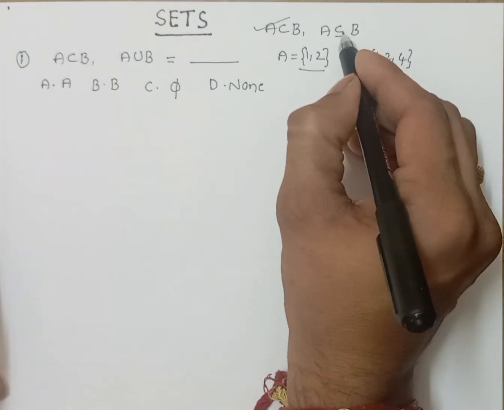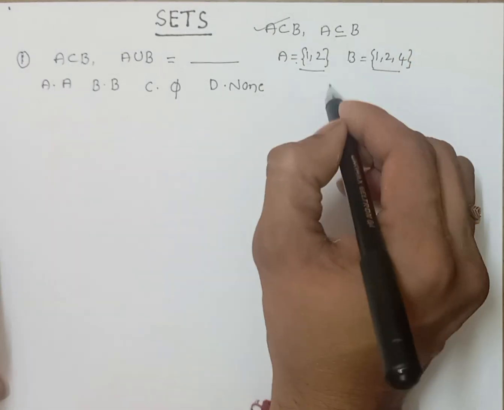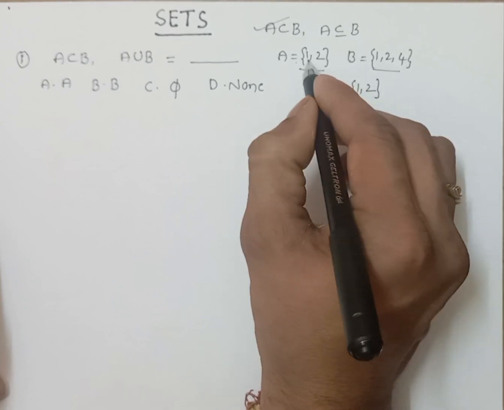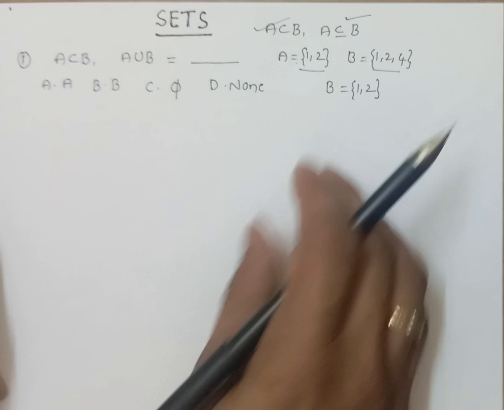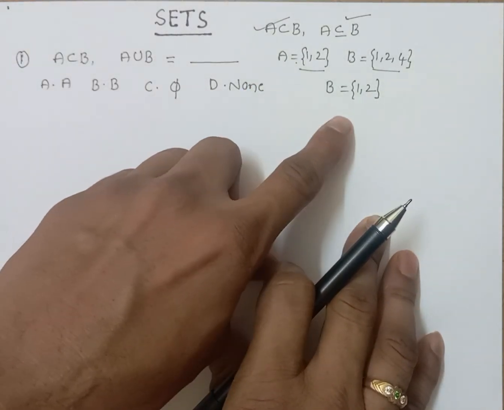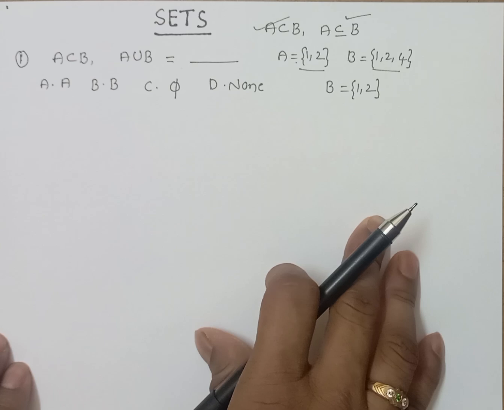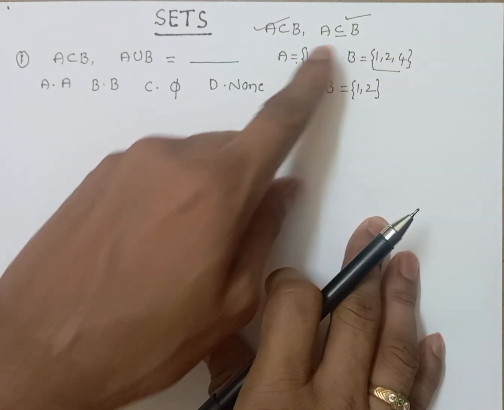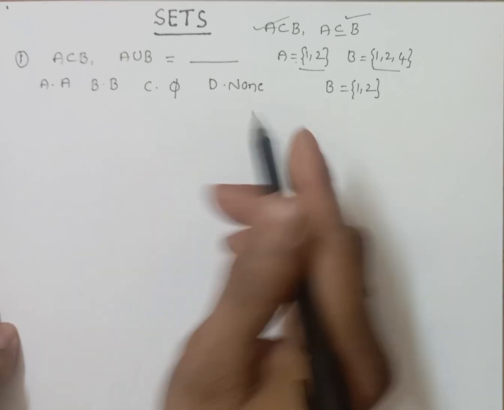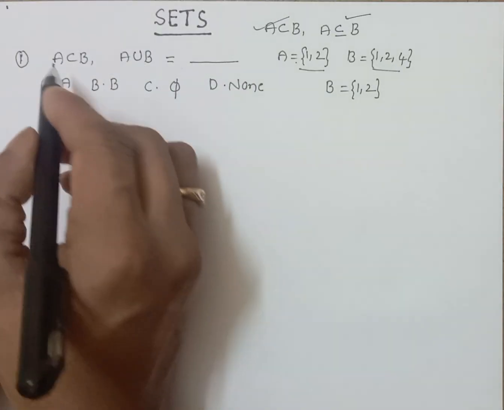And A subset or equal to B means, if A equals {1, 2} and B also {1, 2} only, then this is said to be A subset or equal to B. All the elements of A are there in B, and both have the same elements. The subset definition is nothing but elements of one set should be present in the other set. What could be the answer here?